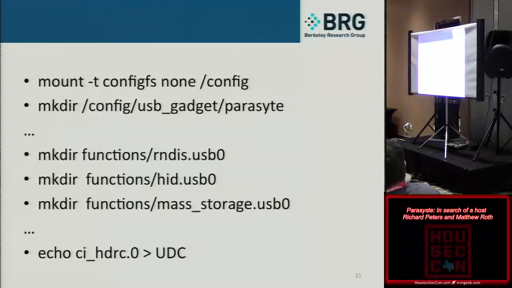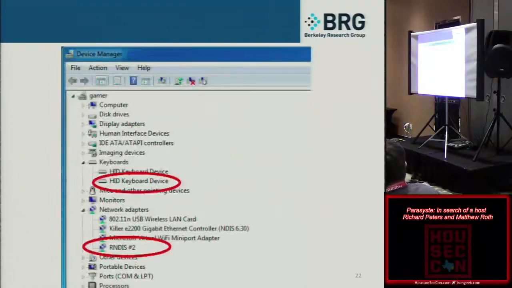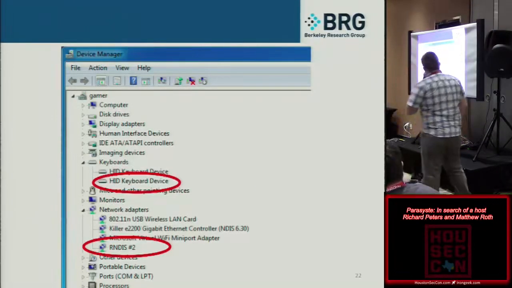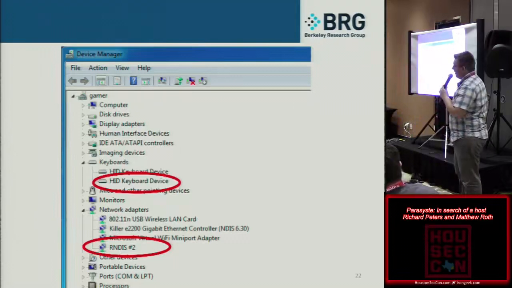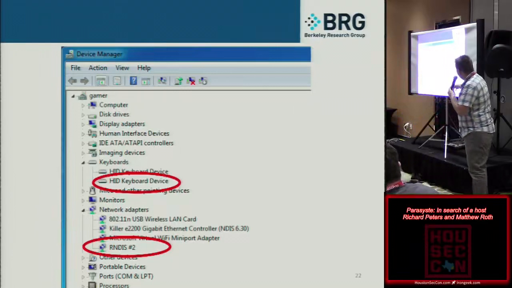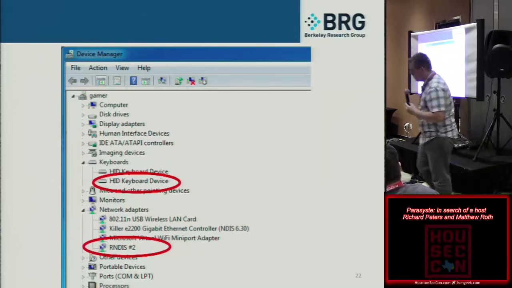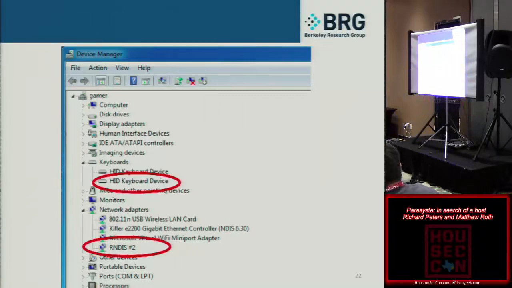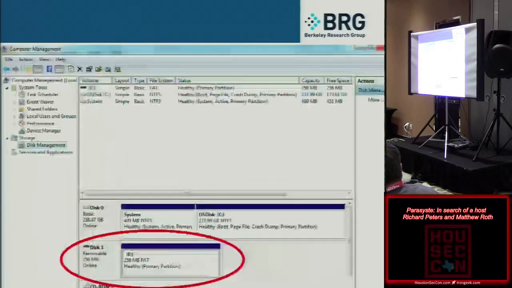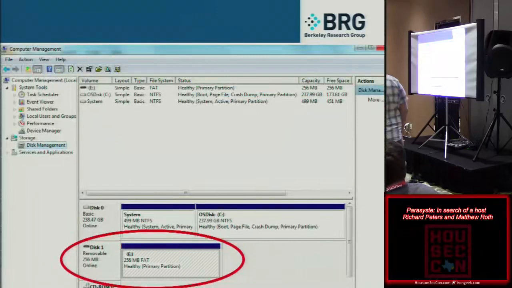So here's just a few little screenshots here. Right here, you'll see that second listing under HID keyboard device. That was us. You'll see at the bottom of the network adapters here, RNDIS number 2. That's also us. Like Richard said, we used RNDIS because it's more Windows friendly. Of course, CDC Ethernet works everywhere but Windows. You come to Windows and we had to use their thing. So that's how it is.